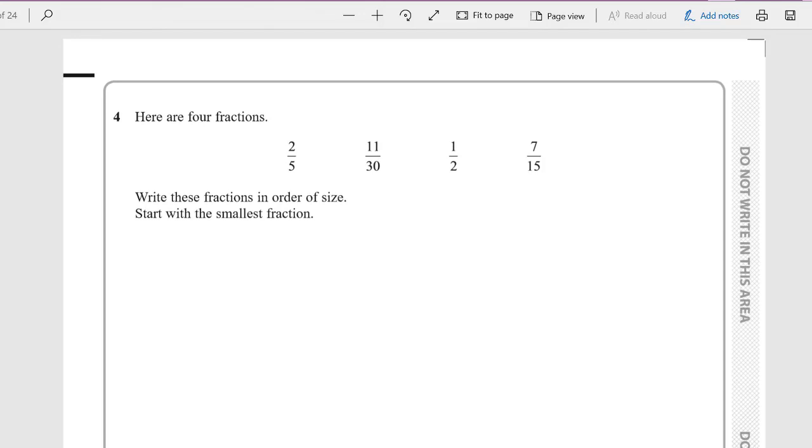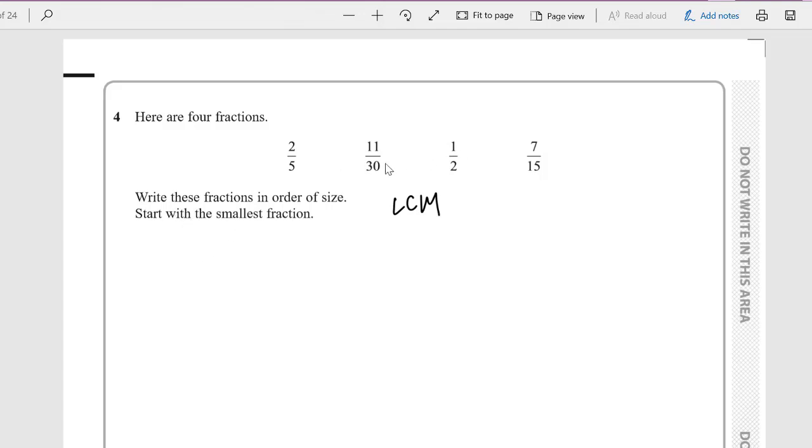So question 4 says, here are 4 fractions, 2 over 5, 11 over 30, a half, and 7 over 15. Write these fractions in order of size. Start with the smallest fraction. So the first thing that you'd ideally want to do is work out the lowest common multiple in order to change the denominators so that they're all the same, which will enable us to change the numerators accordingly and compare against one another. So let's just put that into words.